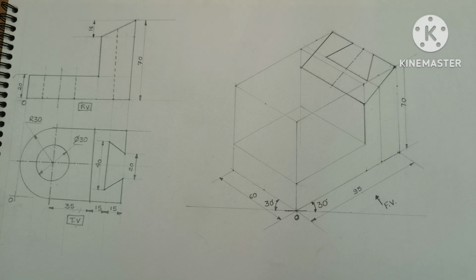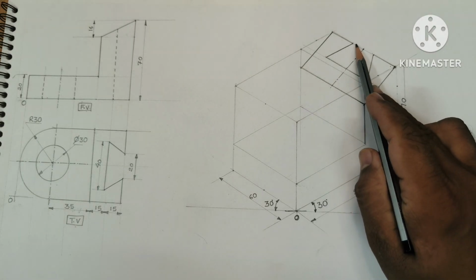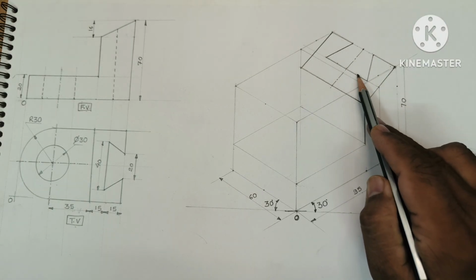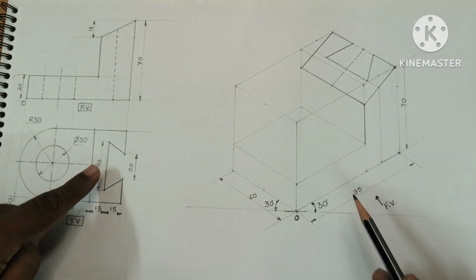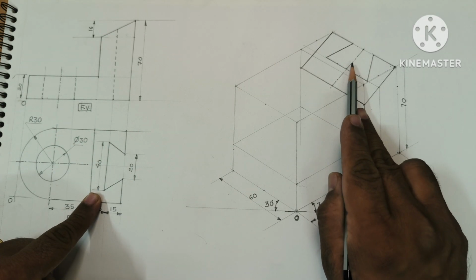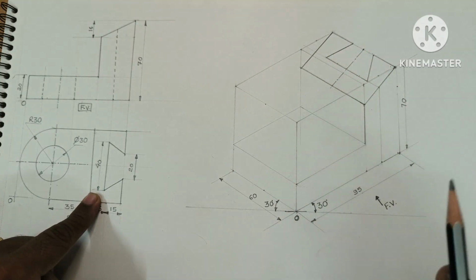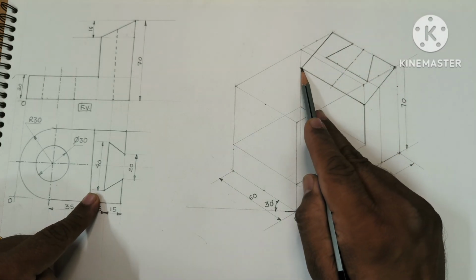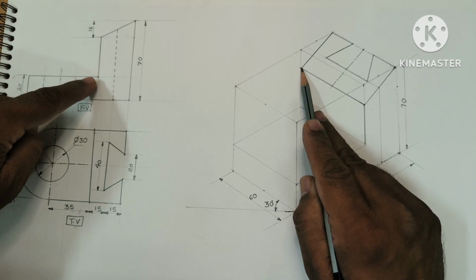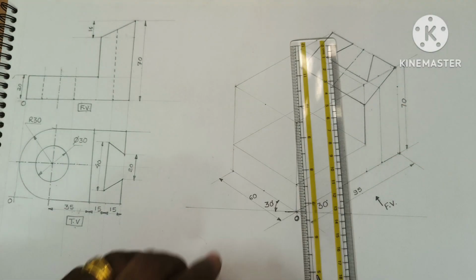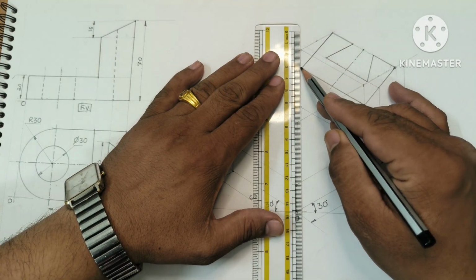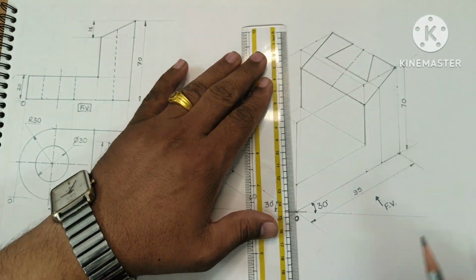If you observe in the top view, you will come to know that this is 10, 10, this will be 20, 20. See in the top view here, if you observe it here and here, the top view is partially completed. Then from this point, straight line we have to draw up to this point. I will draw the straight line here.